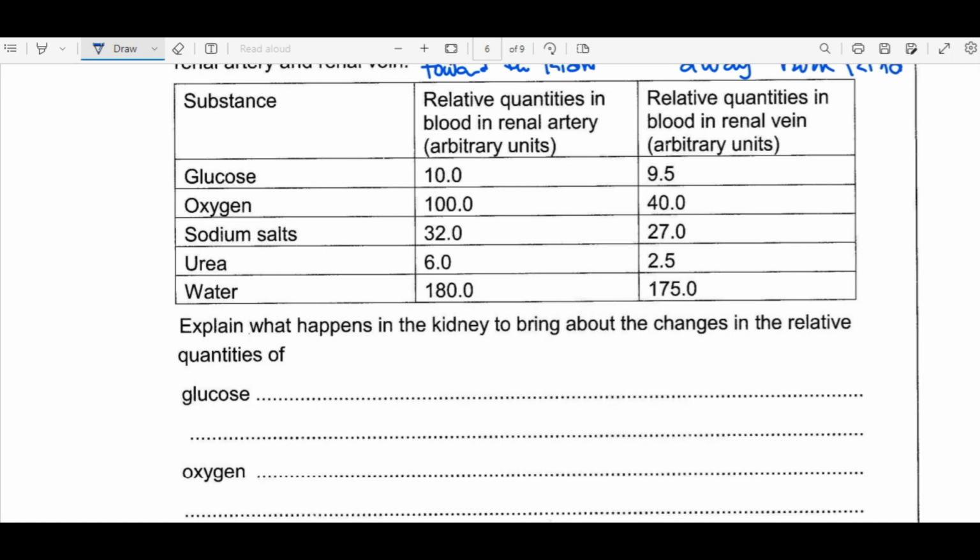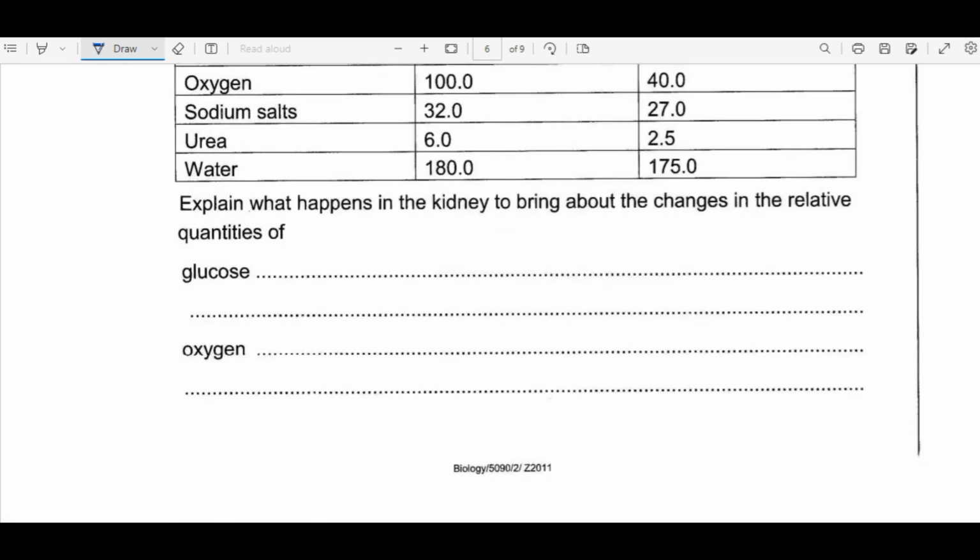Then we can see that the quantities of these substances after the excretion was done show a reduction. For glucose, 10.0 to 9.5; oxygen, 100.0 to 40.0; sodium salts, 32.0 to 27.0; urea, 6.0 to 2.5; water, 180.0 to 175.0. Explain what happens in the kidney to bring about the changes in the relative quantities of the first one, glucose. So the question is, why is it that the blood flowing in the renal vein has a lower level of glucose compared to that found in the renal artery?